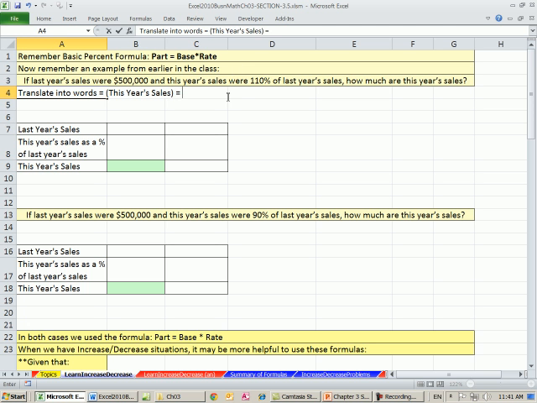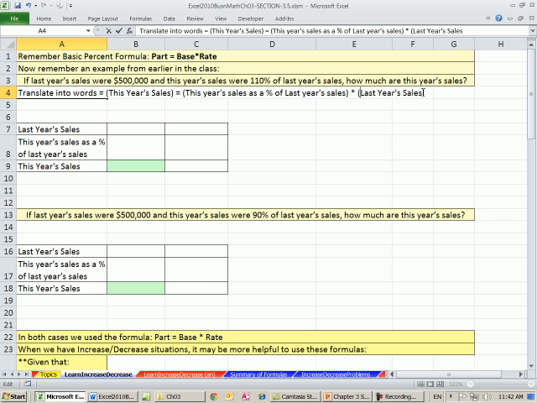So this year's sales are equal to, well, there's the rate. It's actually long. It's this year's sales as a percent of last year's sales. This year's sales as a percentage, that's actually the name of that rate. That's the actual rate. And then there's the word of, so we put times last year's sales.